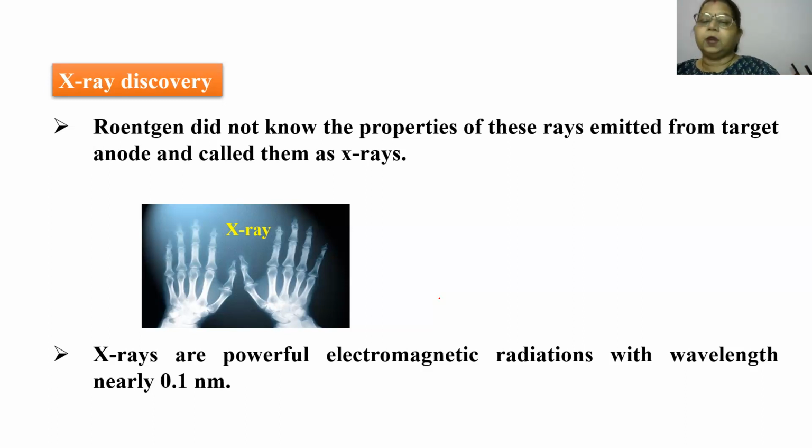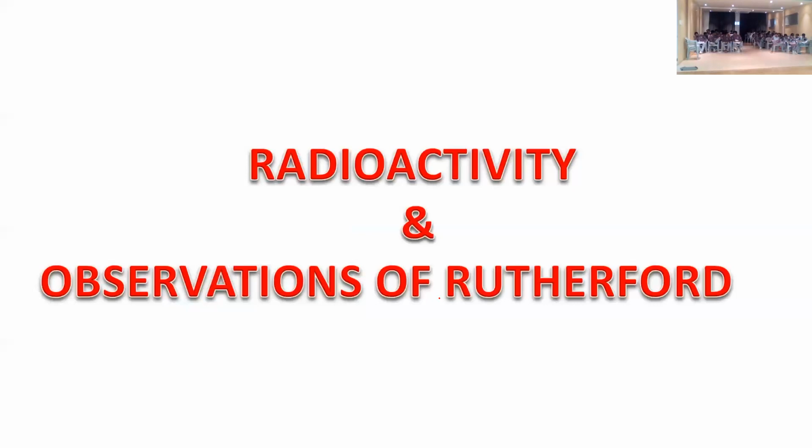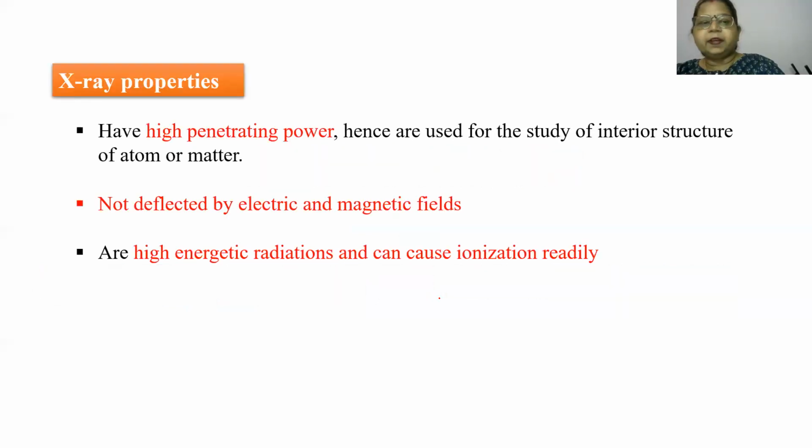I have just put up an X-ray of a hand, or rather two hands here, to make you understand. It is the same thing which, unfortunately, we see when we meet an accident or somebody dear to us has an accident and they break their hands or fracture legs or bones, right? So we will be understanding what are X-rays and what are their properties first before we move to alpha, beta and gamma decay, right?